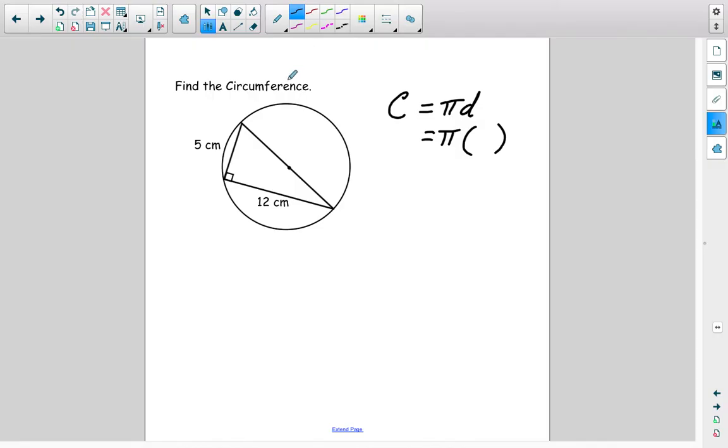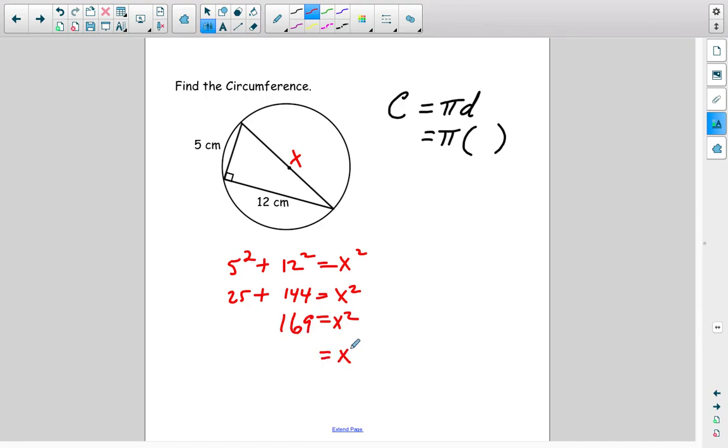Okay, so I'm going to go ahead and use Pythagorean theorem. A and B are the legs that touch the right angle. 5 squared plus 12 squared equals x squared, this side being x. And you can do your Pythagorean theorem and figure out the rest of this if you don't know how to do it. I'll go ahead and show you.